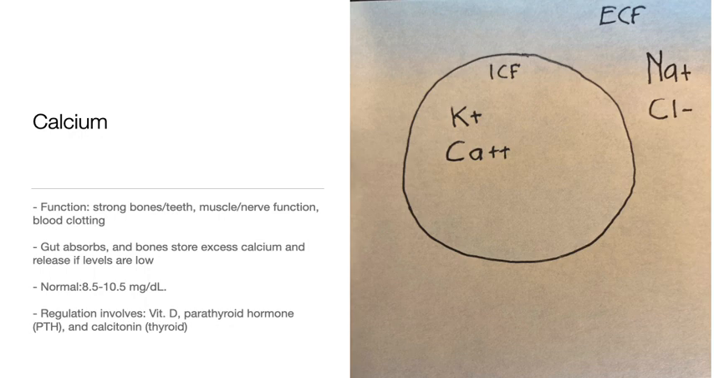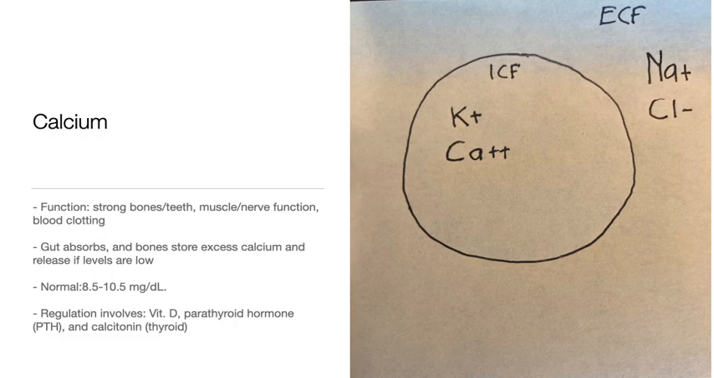Next up, we have calcium. Calcium is used for a lot of things, but primarily used in formation of strong bones and teeth, facilitates muscle contraction and nerve function, as well as is involved in blood clotting. It's absorbed in the gut, and then anything excess typically is stored in the bones, and then we can break down that bone again and release calcium in times of hypocalcemia, low calcium in our blood.